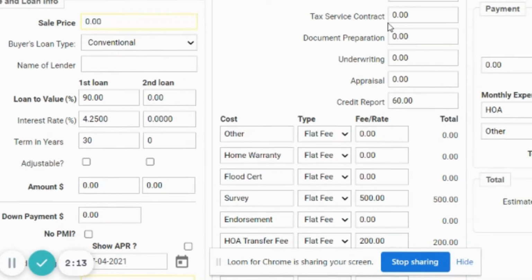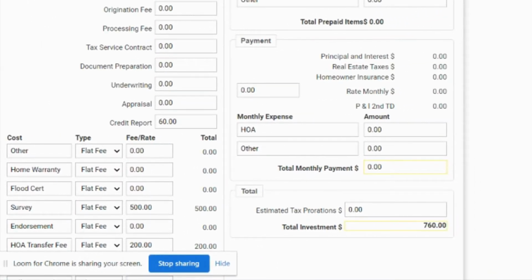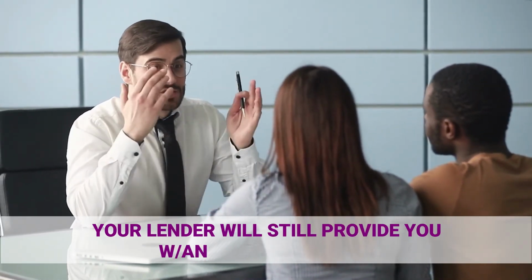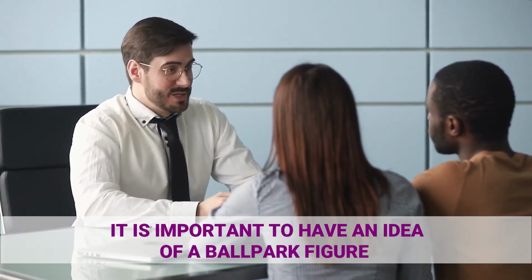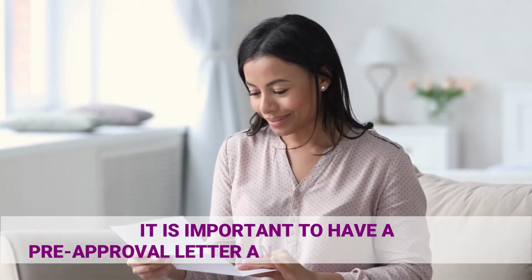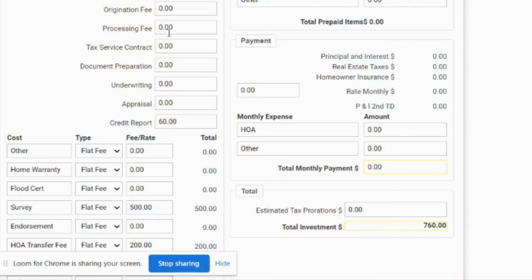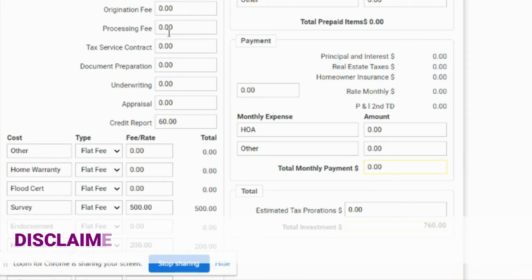It will also show here the typical closing cost fees that you will pay, like origination fee, processing fee, tax service contract fees, document preparation fees. Keep in mind that your lender will still have an accurate quote for you. This is only informational, so at least you know what the ballpark figures are instead of offering blindly. That's why it is very critical to get a pre-approval letter and at the same time a cost estimate sheet. But what I'm doing right now is just to show you from my end how we give these estimates to our clients. Also a disclaimer, I'm not a licensed loan officer nor a lender. Again, all this information is provided as a courtesy.